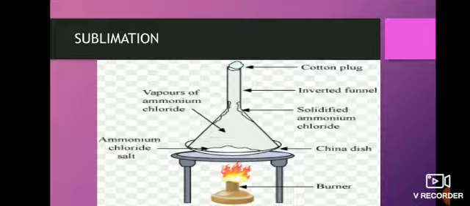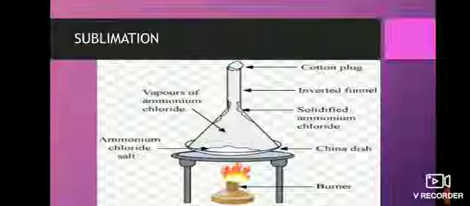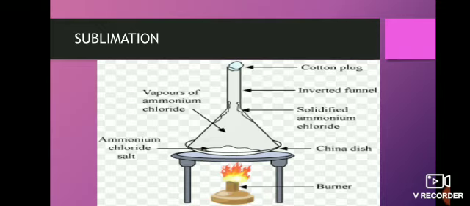So, what do you learn from this activity? The process in which a substance changes directly from solid to gaseous form and directly from a gas to a solid, vice versa, is called sublimation. So, in the sublimation process, a substance directly changes from solid to gas and from gas to solid. That is nothing but called sublimation.